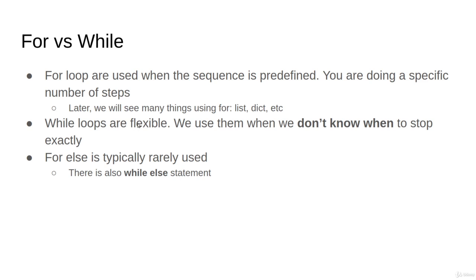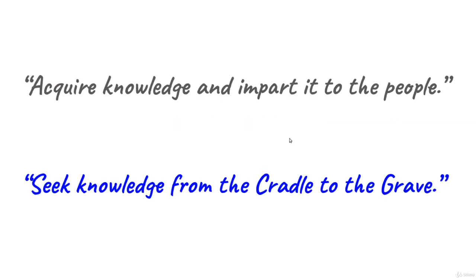While loops are more flexible, we use them when we don't know when to stop, because we can develop a condition and use it. And as I said, for else is really rare. If you are coming from a language like C++ or Java, you will notice that the for loops are as flexible as the while loops. But in Python, it is more of an iteration over a predefined sequence. That's all.